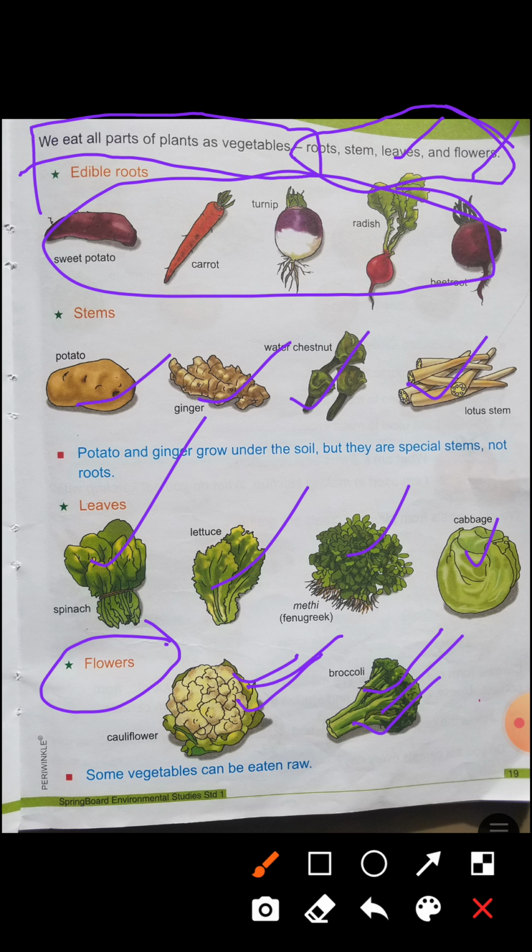When you go for lunch, breakfast, or dinner, when you are eating some vegetables, just relate which part of the plant these vegetables come from. You can also go to your kitchen and observe, and relate whatever vegetables are available there. You can go and ask your mom, you can observe yourself which part of the plant body these vegetables come from. Understood, students?